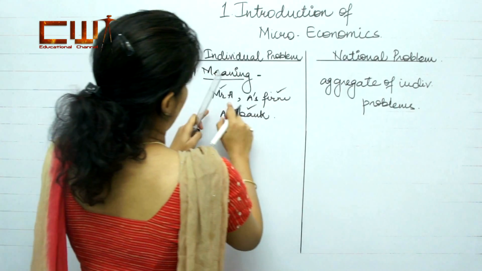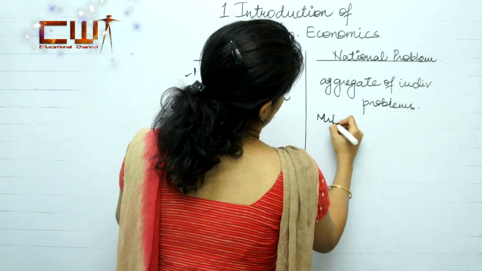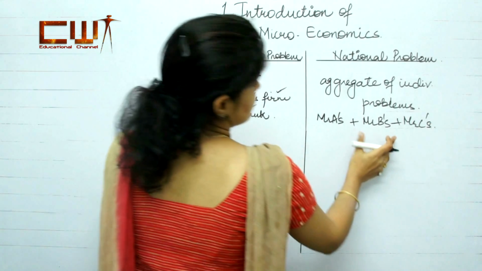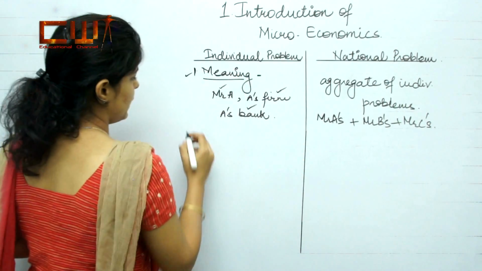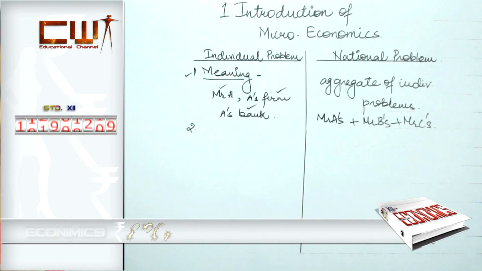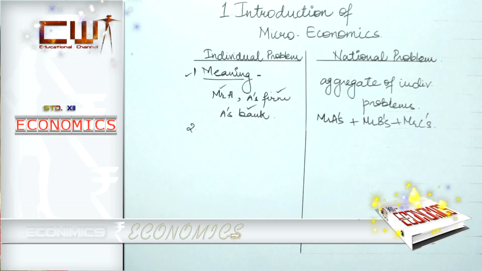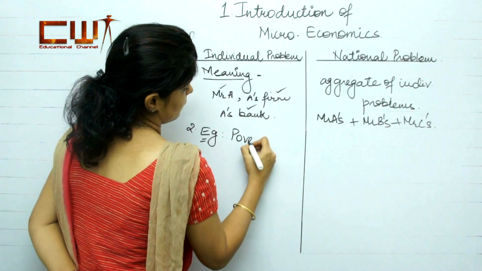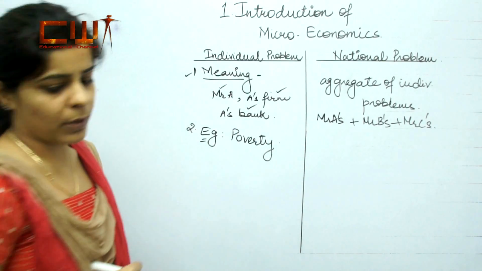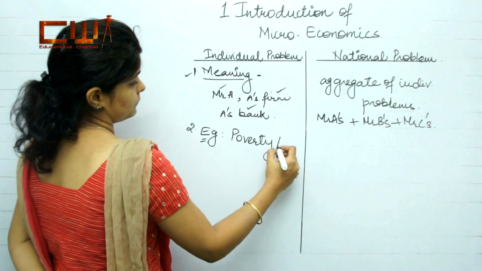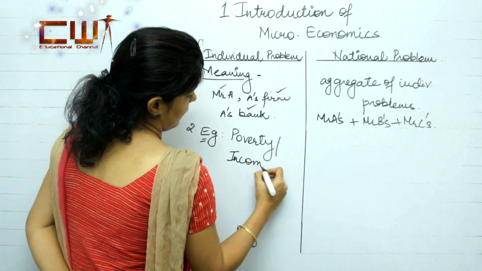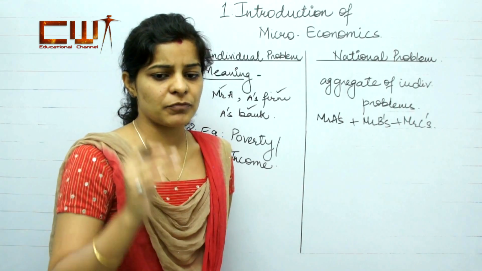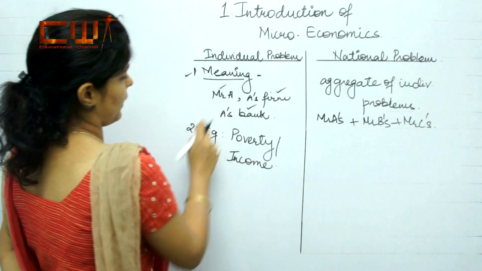So this is the problem of a single person, and this is an aggregate of individual problems. When you add Mr. A's problem, Mr. B's problem, Mr. C's problem, this is an aggregate, or the national problem. So this is one difference. Next, I'll give you examples. Take the example of another national problem, that is poverty, or take income. Income of Mr. A is high, income of Mr. B is high, income of Mr. C is high.